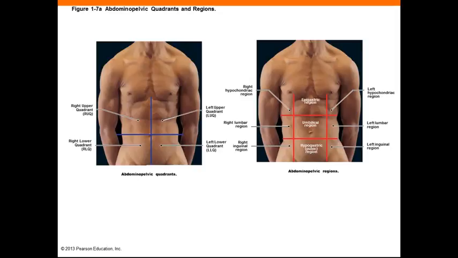So this is a figure on the left. And then the figure on the right is denoting the abdominopelvic regions. The 9 abdominopelvic regions provide a more precise regional description.